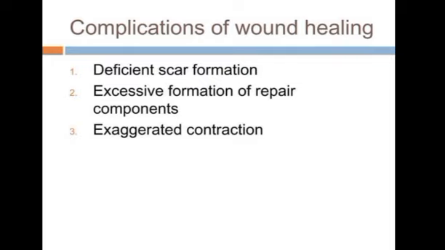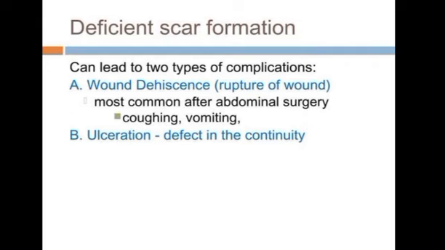First is deficient scar formation, second is excessive formation of repair components, and third is exaggerated contraction. First one is deficient scar formation. What does this mean? The wound fails to produce enough collagen or granulation tissue, resulting in a weak scar. Pathophysiology: poor healing, inadequate collagen deposition, a weak scar gets formed, and the wound breaks down and reopens.